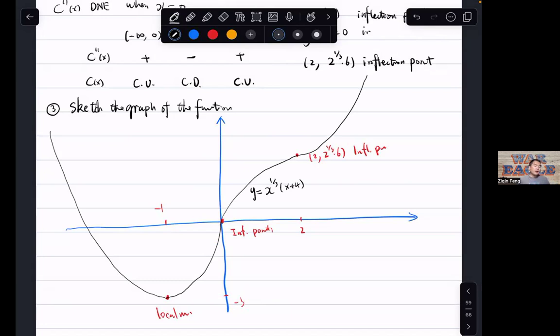Using the properties of the derivatives, we can figure out all the increasing and decreasing intervals, the concave up and concave down intervals, and also the local maximum and local minimum values and inflection points. We can eventually sketch the graph of this function roughly.